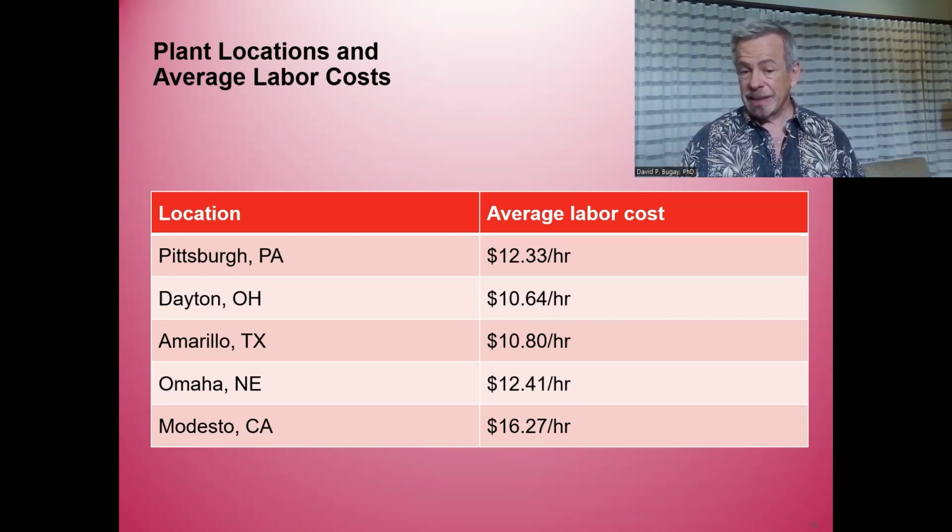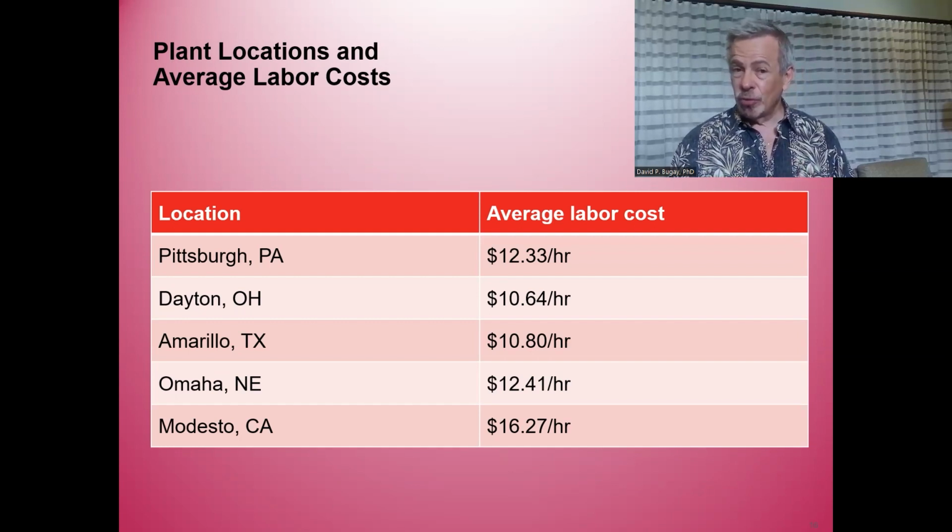Let's look at one of the most basic things you can look at, which is the labor cost. Here you have a typical American spreadsheet, and you'll have massively different numbers depending upon where you're at, and also on what the inflation currently is in the United States. Pennsylvania, for example, 12.33 an hour. Ohio, 10.64. Amarillo, Texas, 10.80. Nebraska, 12.41. Modesto, California, 16.27. Those are huge ranges, and you're going to have to pay attention to tweaking them.